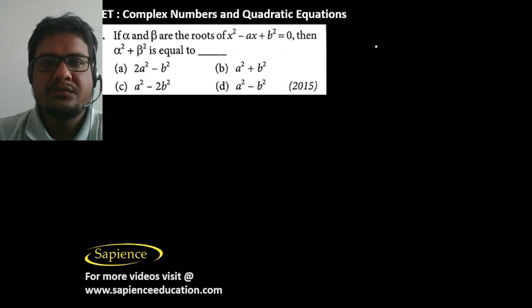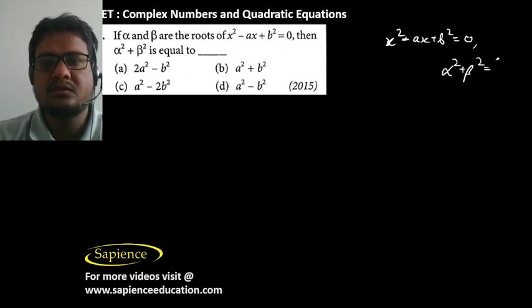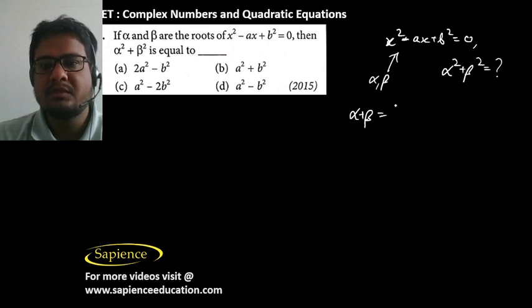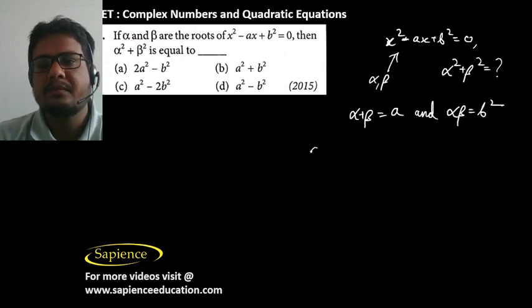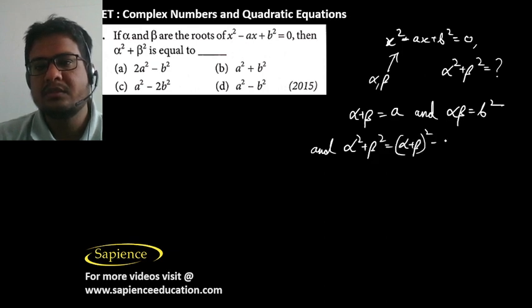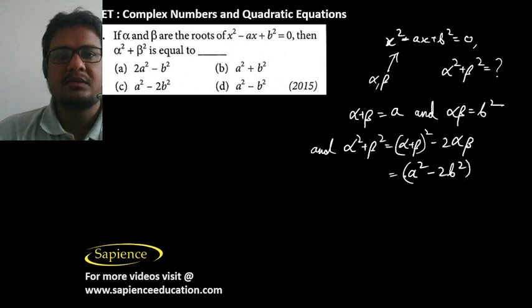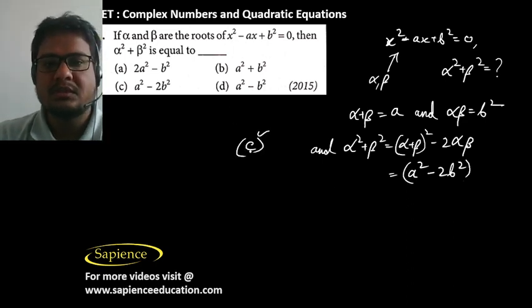Then here it is told that if alpha and beta are the roots of the equation x square minus ax plus b square equal to 0, then alpha square plus beta square is equal to how much? So now here alpha and beta are the roots. So it means alpha plus beta, which is the sum of the roots, is minus b by a, that is a, and alpha into beta is equal to b square. So alpha square plus beta square will be equal to alpha plus beta whole square minus 2 alpha beta. So alpha plus beta whole square means a square, minus 2b square. So a square minus 2b square. So option C is the correct answer.